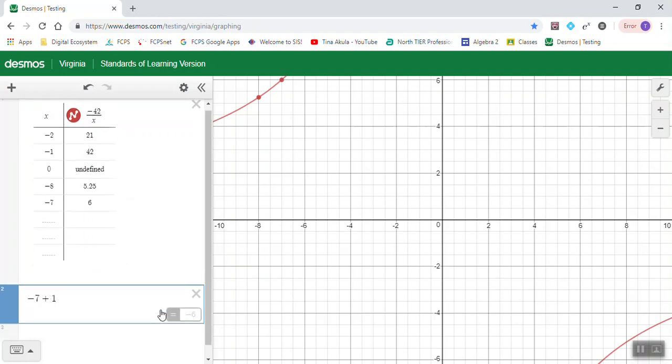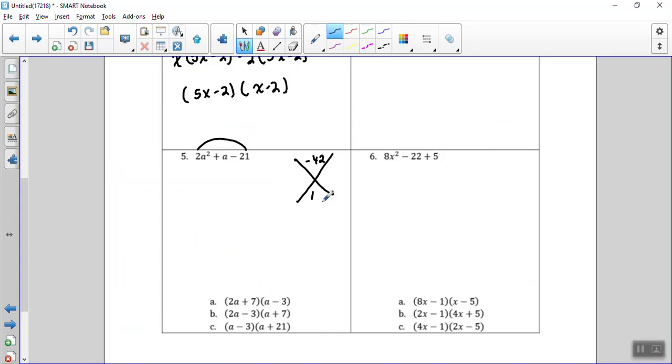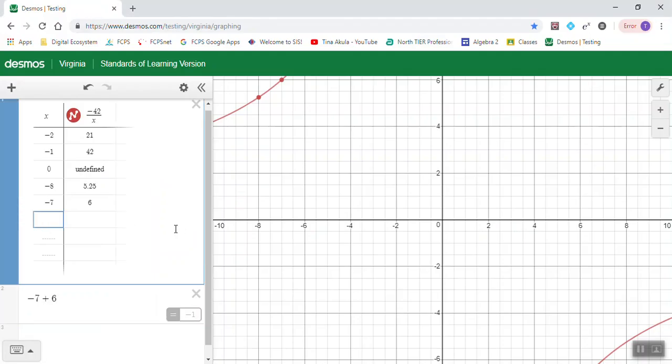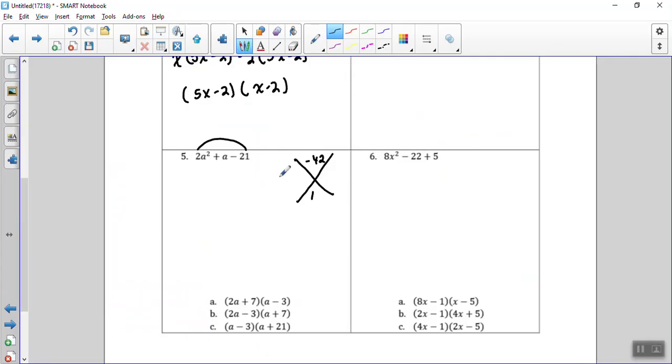Negative 7 plus 6 is negative 1, and I'm trying to get positive 1. So that means that I can just change these around. So if I do negative 6, I would get positive 7. And then you can see that negative 6 plus 7 is the positive one. So these are my two numbers: negative 6 and positive 7.